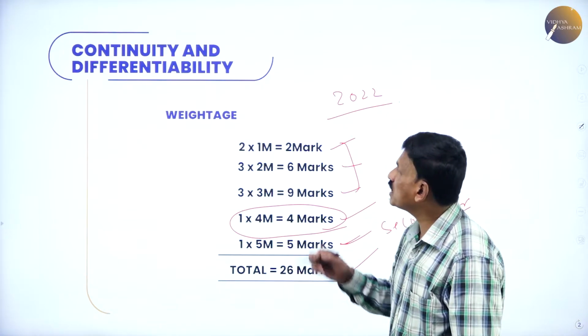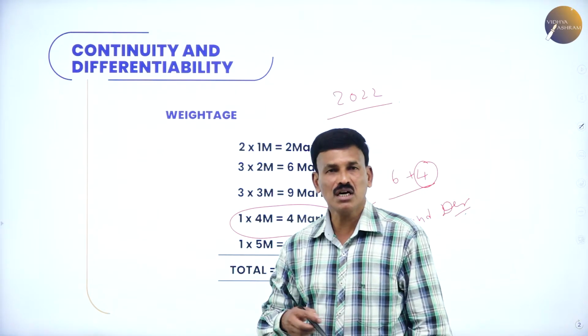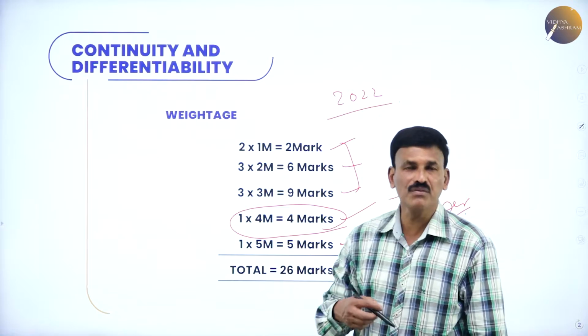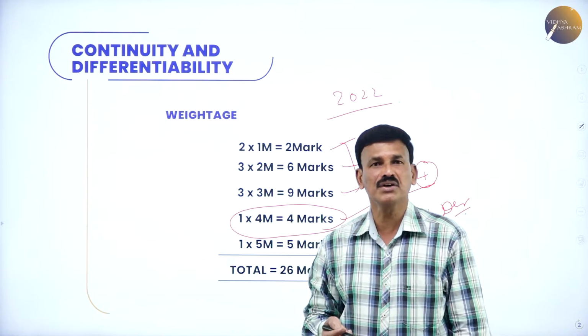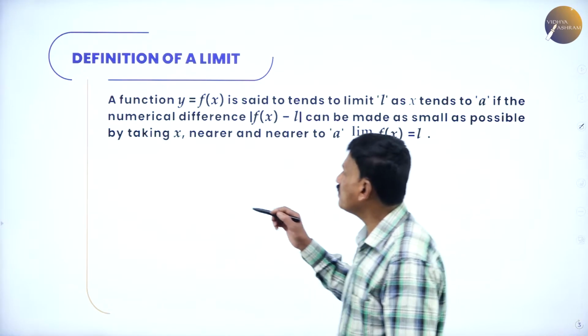So let us discuss in detail. Now first let us come to the continuity, first part, the continuity. Now what is a continuous function? Before going to the continuity, let us know regarding the definition of a limit. Now what is the definition of a limit?